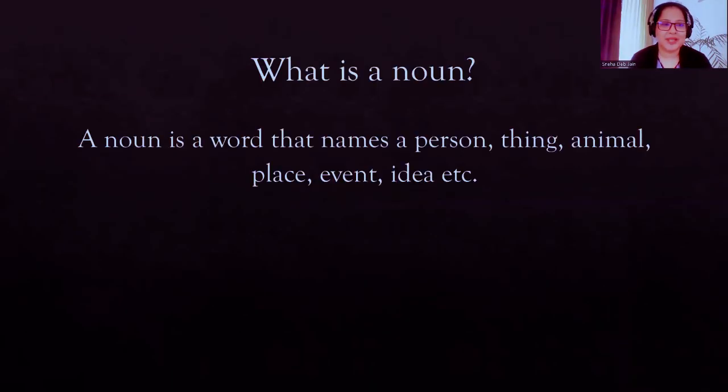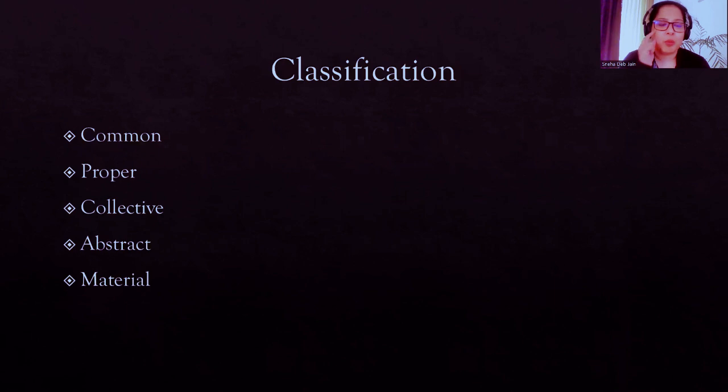Nouns. What do we mean by a noun? What is it? It's a word that names a person, thing, animal, place, event, idea as well. Right? So we also have ideas that are classified as nouns. What is the classification? You have a common noun, a proper noun, collective noun, abstract noun, and material noun. So these are the broadly, the 5 types in which nouns can be classified.